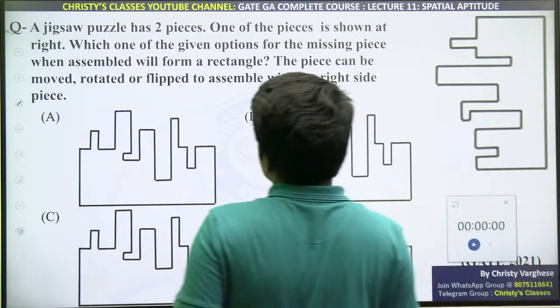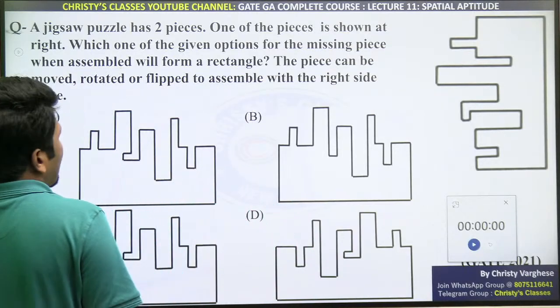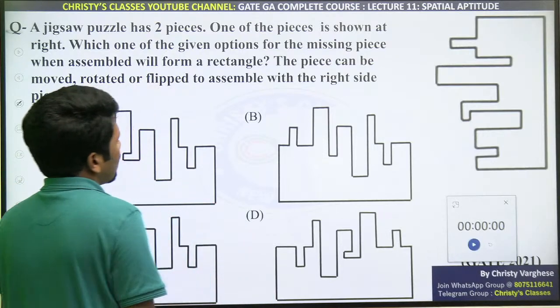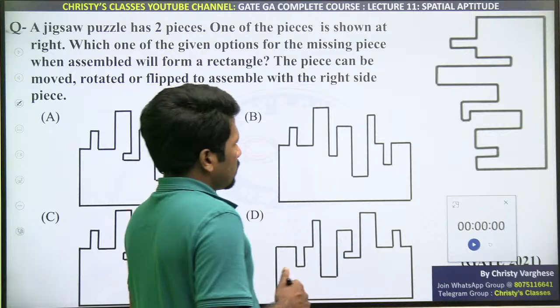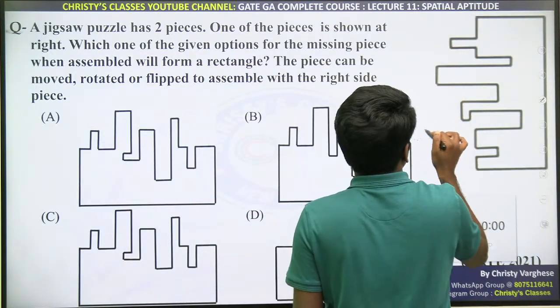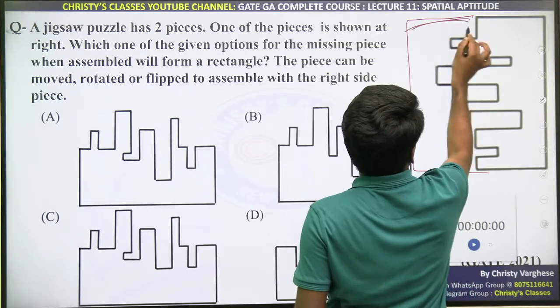Yes, okay. So, which of the following given options for the missing piece when assembled will form a rectangle? Just like the previous question, the piece can be moved, rotated or flipped to assemble with the right side. So, same premise itself. The first method is you can form a full rectangle and see this remaining portion.